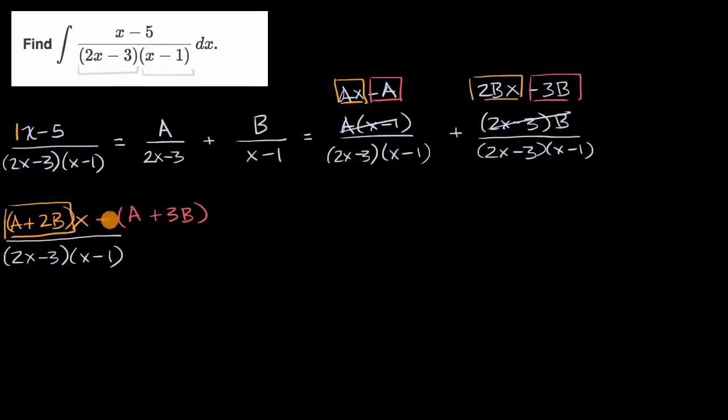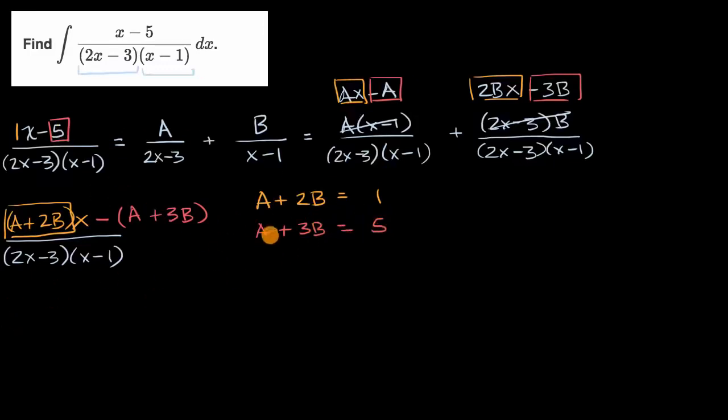And this thing that we're subtracting, that's got to be equal to 5. And we're going to set up a system of two equations with two unknowns to solve for a and b. So we know that, let me write that down, a plus 2b needs to be equal to 1. And we know that a plus 3b is going to be equal to 5.